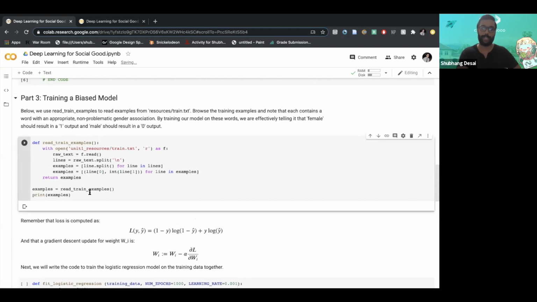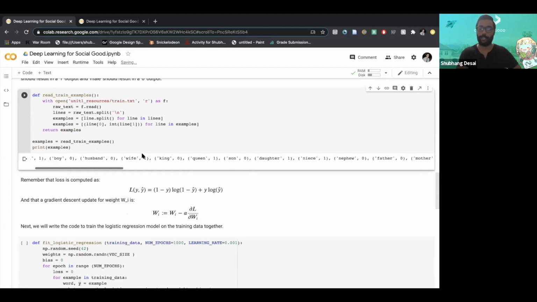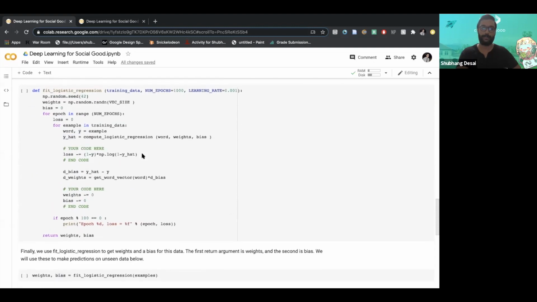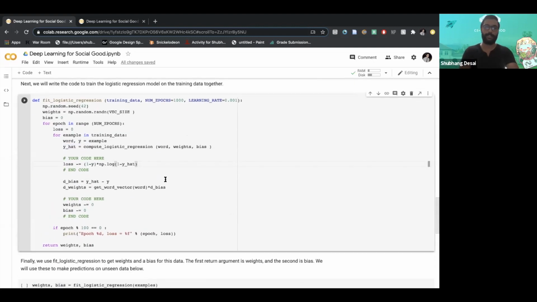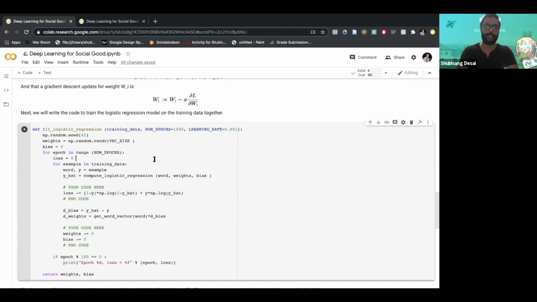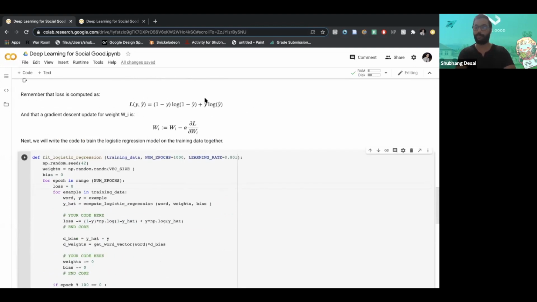And in case you want to see the training data, here's what it is. These are all words that are appropriate to have gender connotations. Nothing necessarily problematic in here. Okay. So coming back to this code, anyone want to finish this up for me? I can also do it. I'll just do it. Plus y times np.log. And this is just the loss function that we talked about earlier. This is what we derived from first principles just a few slides back.